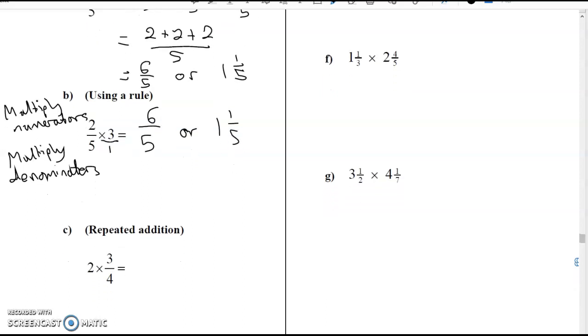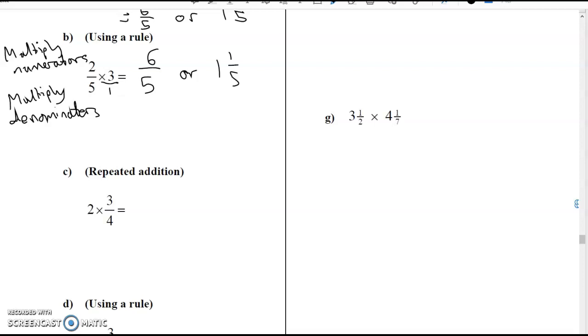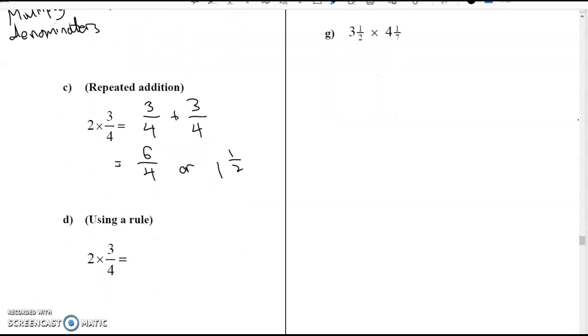Okay, having a look at C. 2 times 3/4. Okay, so it's 2 lots of 3/4, so I can do repeated addition. I've got 3/4 plus another lot of 3/4, which is really just 3 plus 3, that's 6 out of 4, or 1 and 2 out of 4, which is like 1 1/2. Okay, so using a rule, instead of approaching it like that, we could just say, well, 2 is the same thing as 2 over 1, so I can just do 2 times 3, multiplying the numerators gives me 6. 1 times 4 gives me 4, which simplifies to 3 over 2, or 1 1/2, which is the same thing as what we had up there.